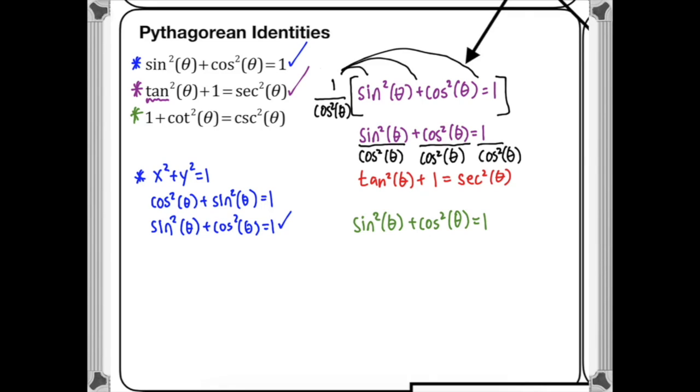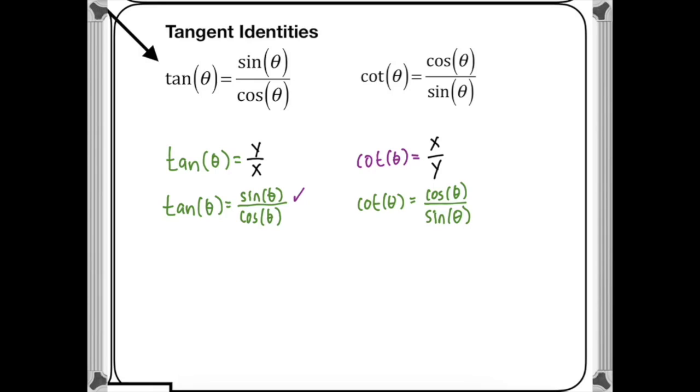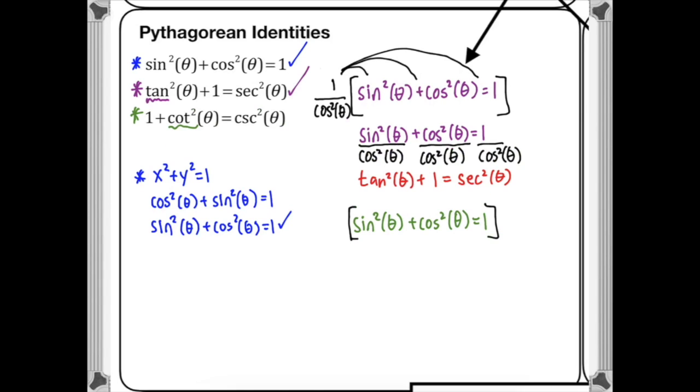Okay. So we're going to use the same technique for the last identity. We notice that we need a cotangent for that one. To get cotangent, we know we're going to have cosine over sine, as we see right here. So I'm going to multiply the entire thing by 1 over sine squared theta, and when I distribute, I want to make sure it isn't treated as a coefficient here.